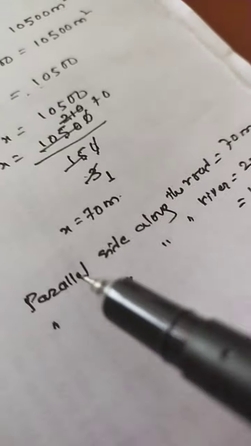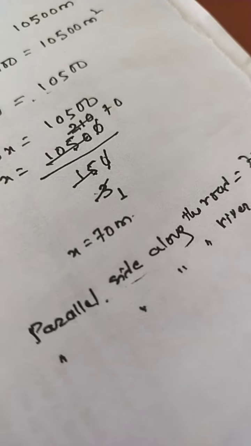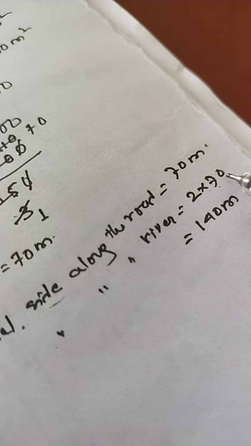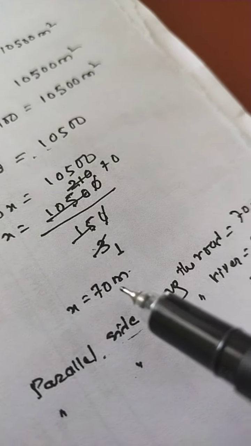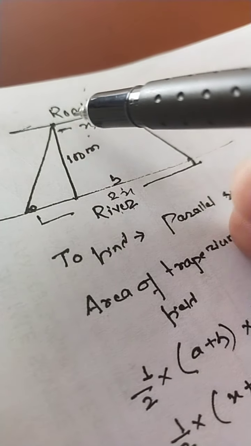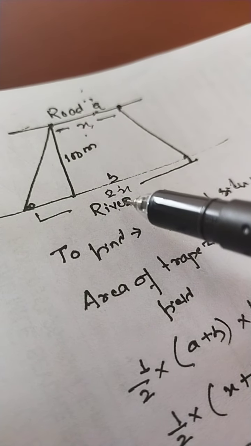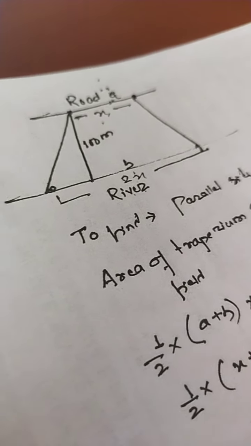Now what is x? X is the parallel side along the road, that is 70 meter. And the side along the river is what? It was 2x, isn't it? So 2x means 2 into 70, so it is 140. So the required dimension of the side along the road is 70 meter, and the side along the river is 140 meter. So this is the solution of question number 8.